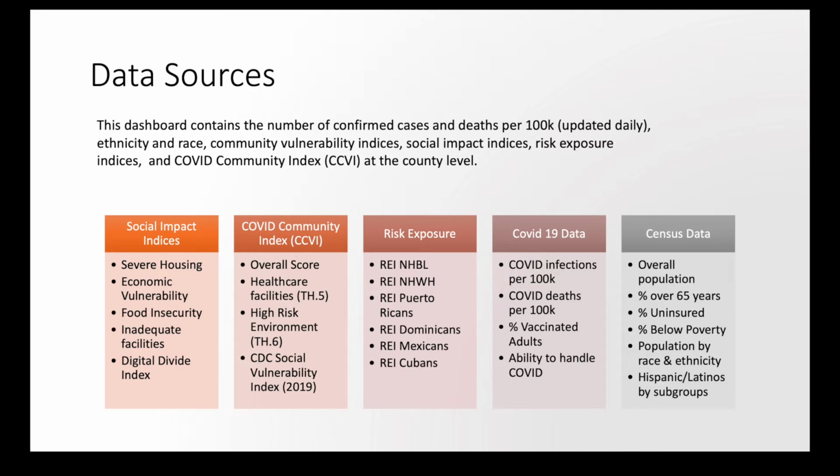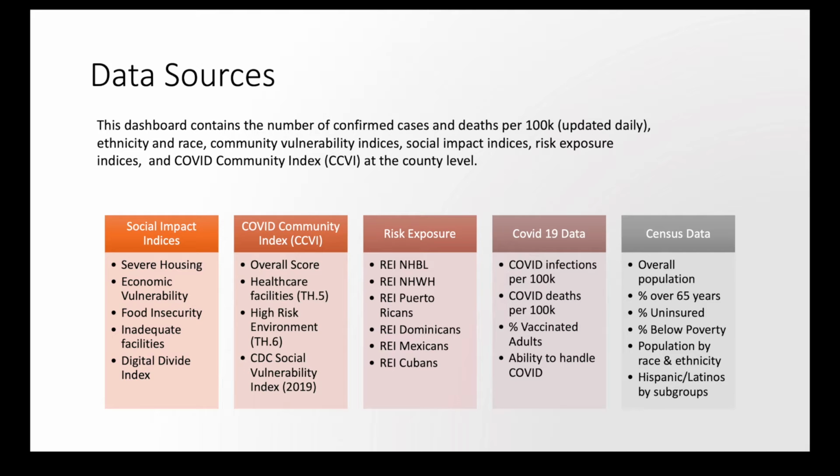Then we have the COVID Community Index, CCVI, which includes healthcare facilities, high-risk environment, and CDC Social Vulnerability Index. We then have the risk exposure, which we've broken down by different ethnic groups for non-Hispanic Blacks, whites, Puerto Ricans, Dominicans, Mexicans, and Cubans. Then we have the COVID-19 data, which is updated daily, and it includes COVID infections, COVID deaths, percent vaccinated adults, and ability to handle a COVID outbreak.